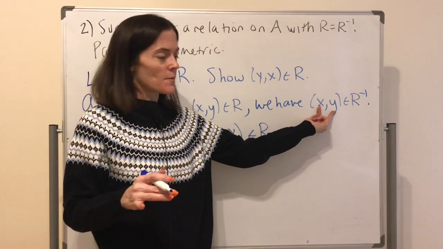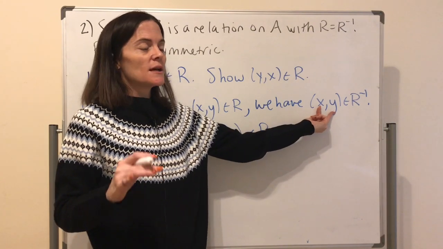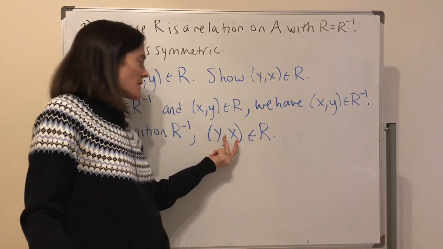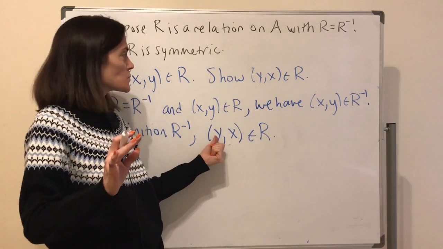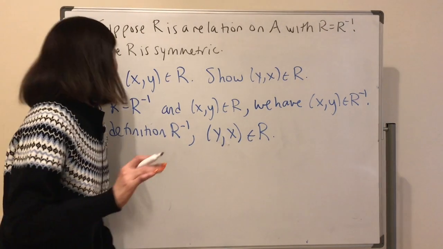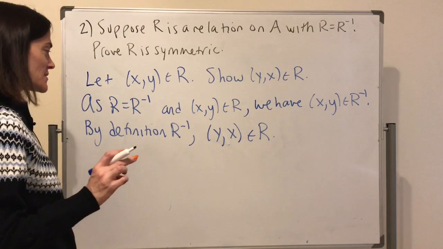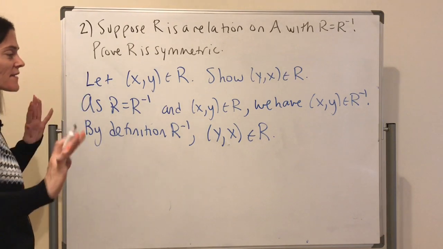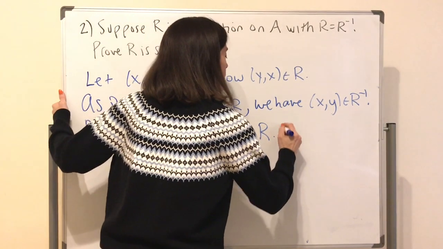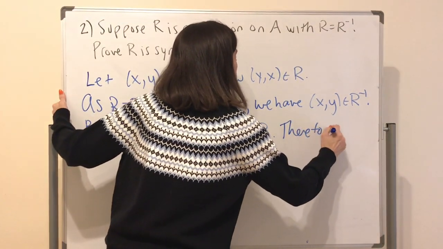So if you have some element in R inverse, by definition, it must be that if you interchange the first and second coordinates, this is in R. So this would be yx is in R. Oh, gracious. Okay, excuse me. By definition, R inverse, yx is in R. Very nice. So, therefore, R is symmetric.